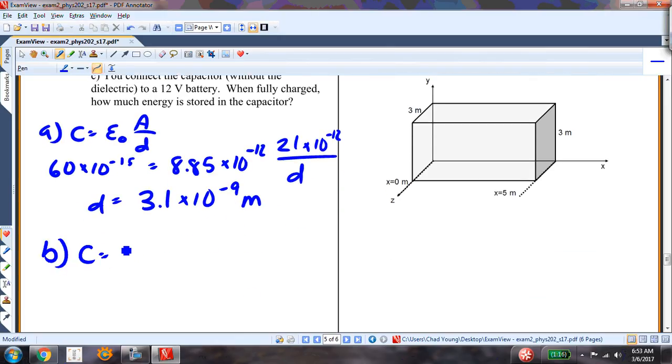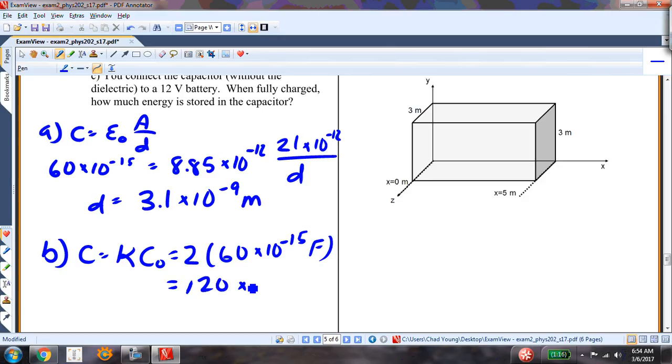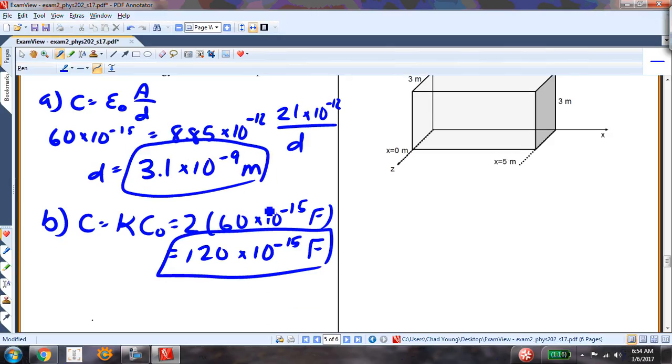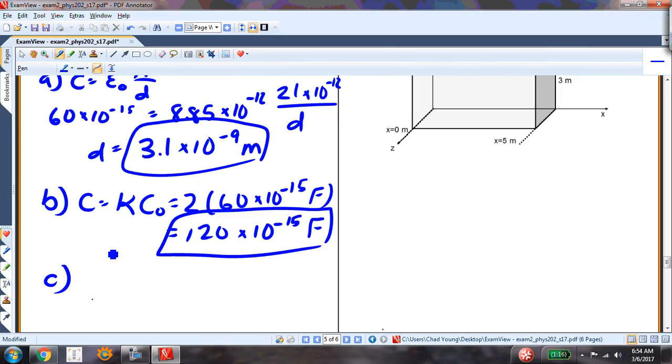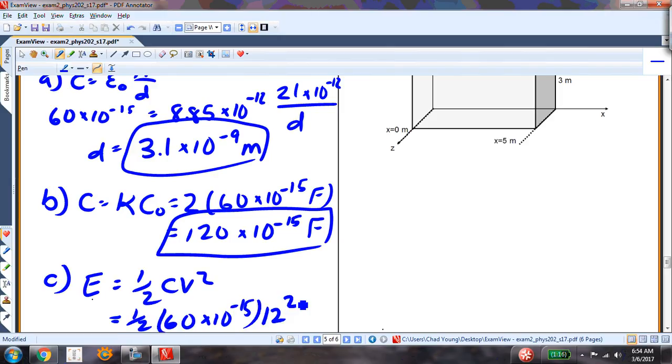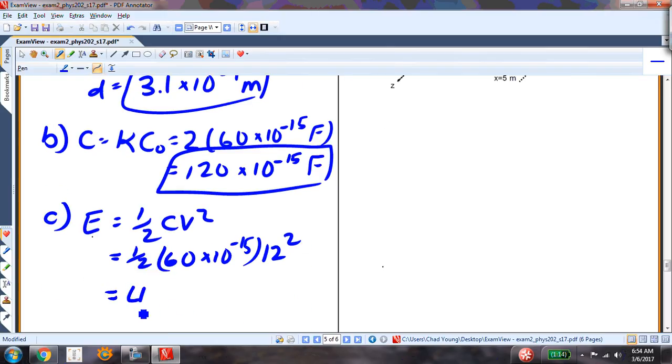So C is equal to kappa times the original capacitance. That's 2 times 60 times 10 to the minus 15 farads. That's 120 times 10 to the minus 15 farads. And then how much energy is stored? This is the one without a dielectric. The energy is 1/2 CV squared. (4.3 times 10 to the minus 12).